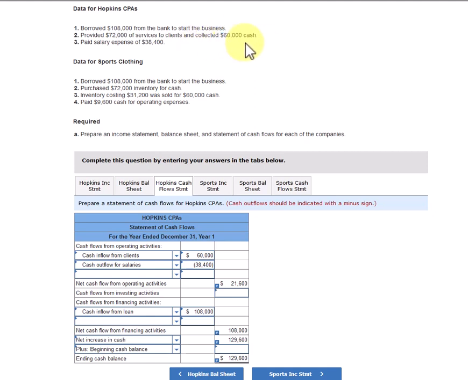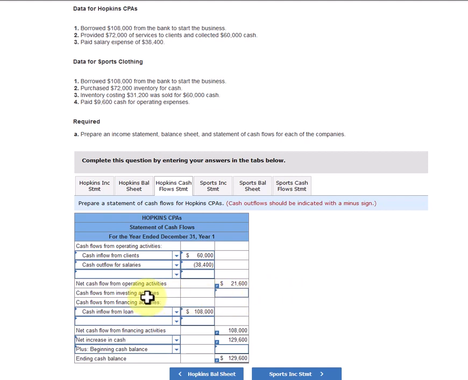Okay, whatever amount we collected from customers, that's what we got from our clients. Cash outflows for salaries, that's given. It's whatever they tell you that you paid for salary expense. And that allows us to compute our net cash flow from operating activities.